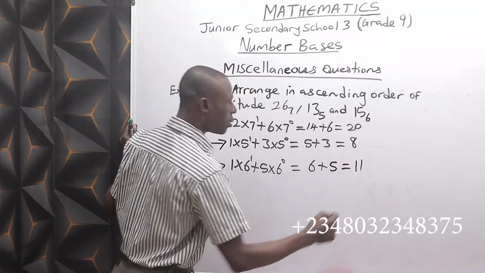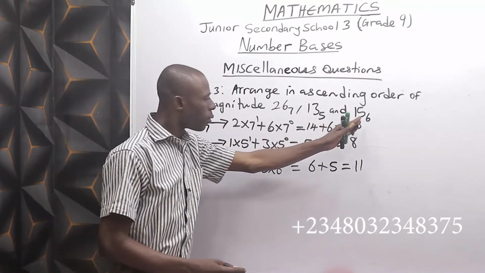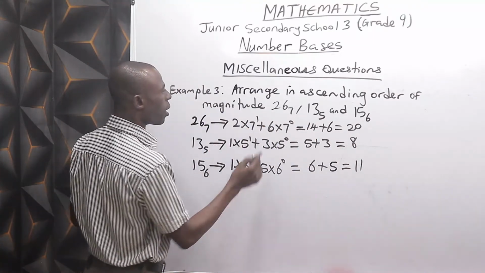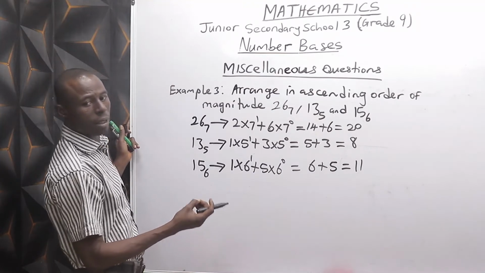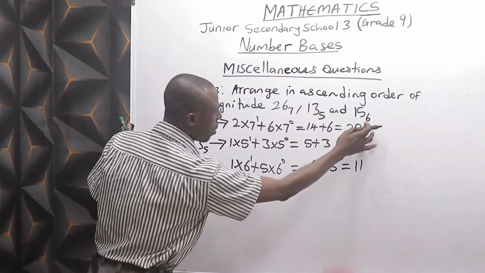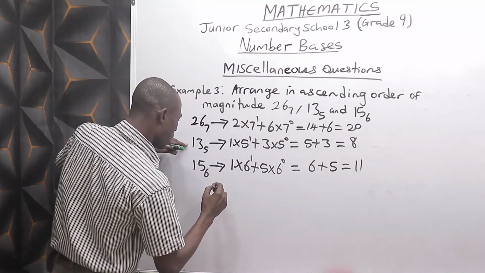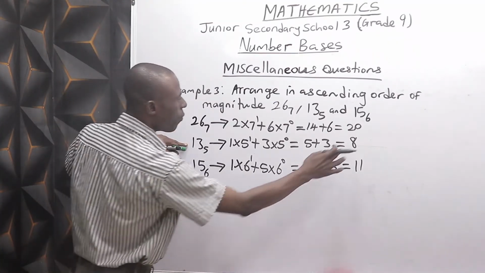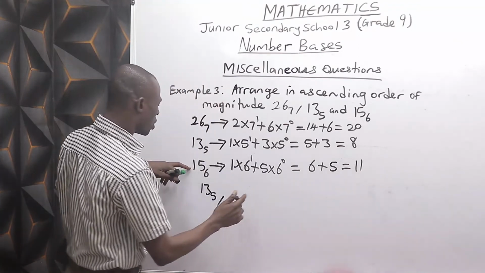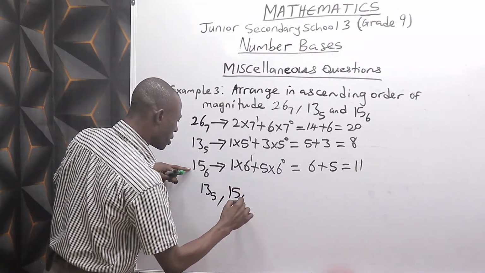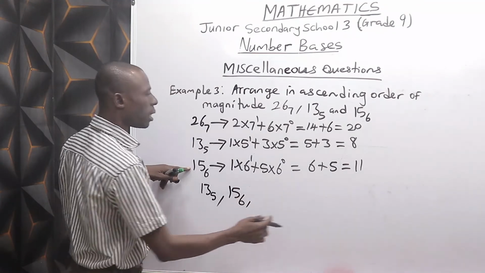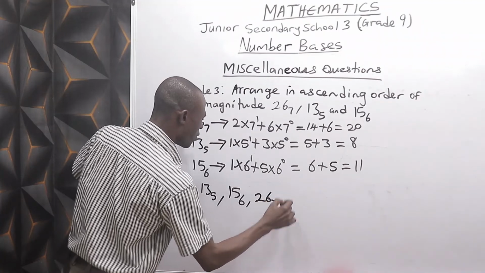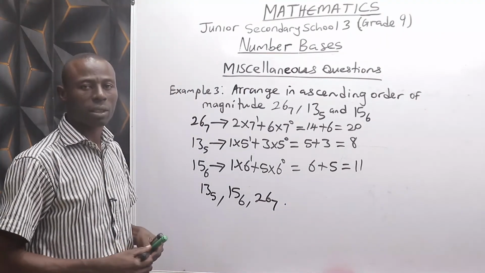The addition is 11. Now, using the numbers in base 10 to arrange them in ascending order means from the smallest to the highest. So the smallest number here is 8, which is 13 base 5, followed by 11, which is 15 base 6, and finally 20, which is 26 base 7. And that is how to answer such a question.